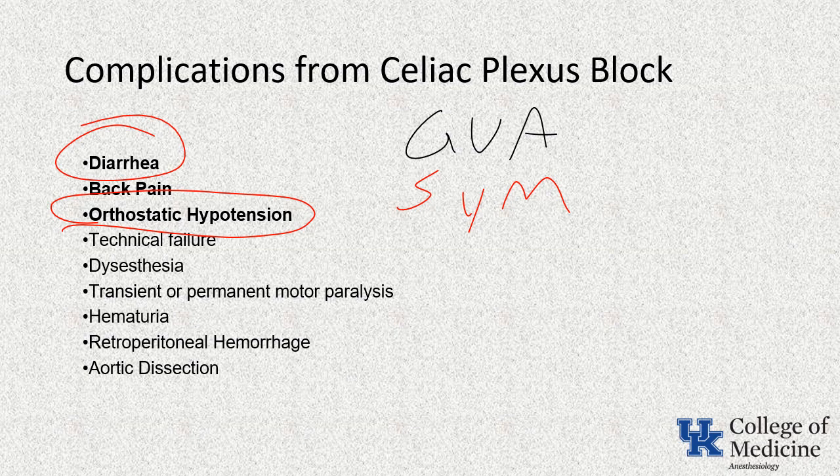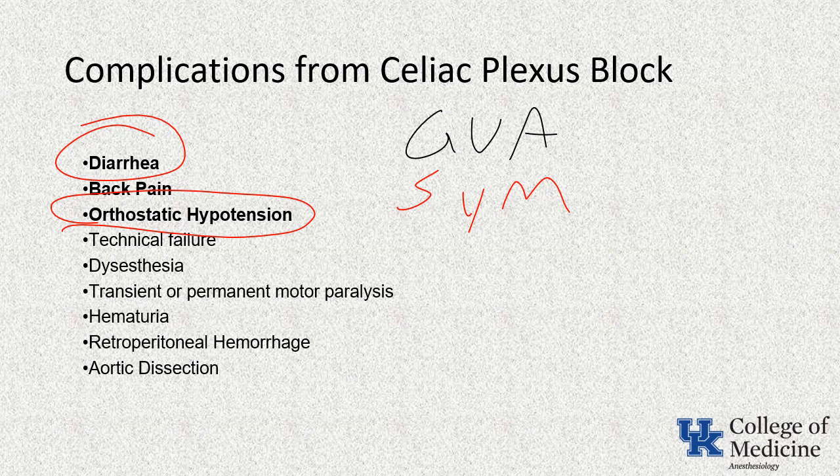Back pain is quite common from this. It's usually referred back pain, especially if you use a neurolytic agent. Dysesthesias can occur because the alcohol or phenol can demyelinate. That's essentially what they do. They demyelinate the neurons and can cause axonal injury, which can cause these dysesthesias.